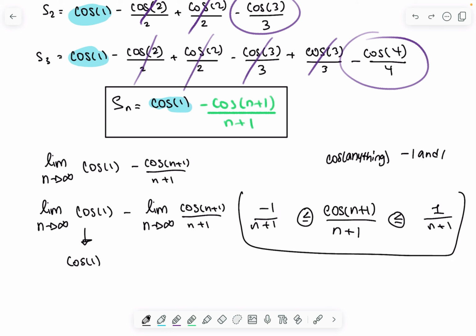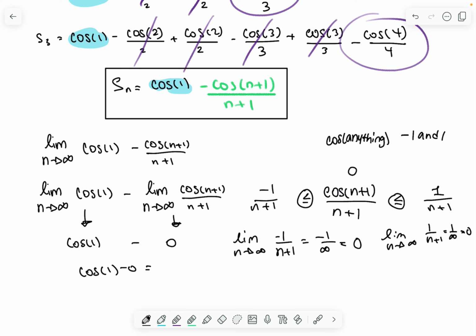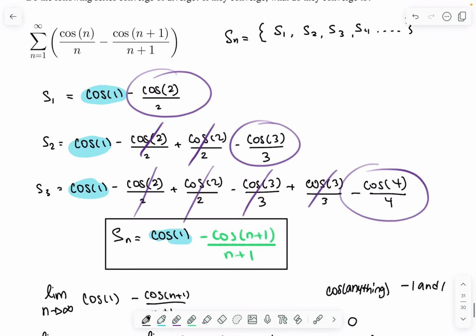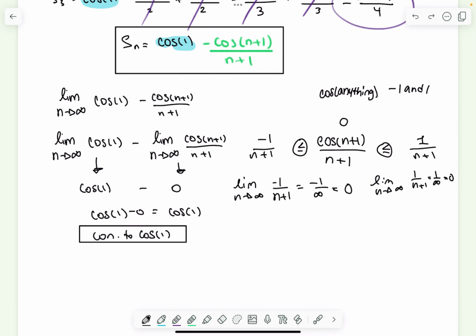So this inequality is true. And then you can prove that if you take the limit as n approaches infinity of this one, that really just becomes -1 over infinity plus 1, which is just infinity, and that becomes 0. And if you can prove the same thing on the other side, 1 over infinity is 0. If these limits are the same, then you can rest assured that the limit of this one in the middle will also be 0. So cosine of 1 minus 0 is just cosine of 1. And so this series converges to cosine of 1. That was squeeze theorem.